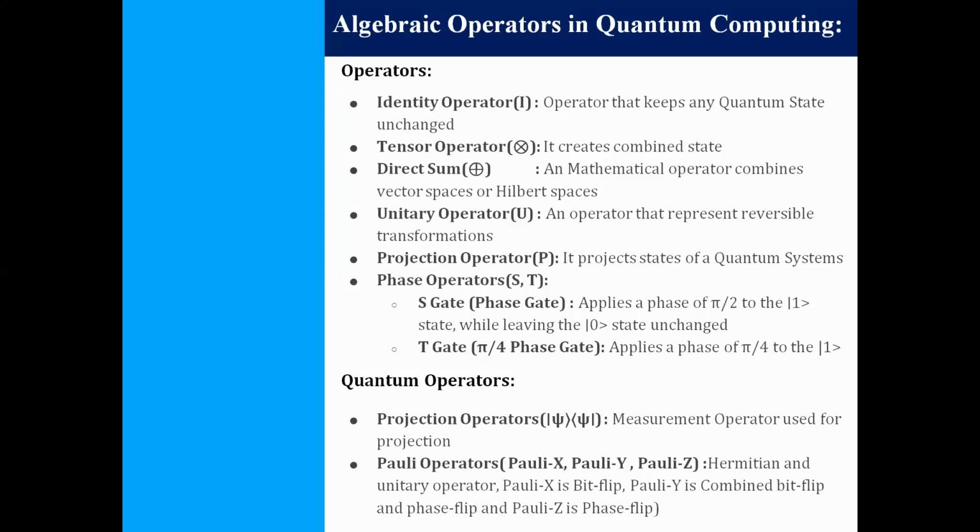And the next one is the Pauli operators, which we already discussed yesterday. There are 3, X, Y, Z. X flips the bit, Y is a combined one, and Z again is a phase flip gate.